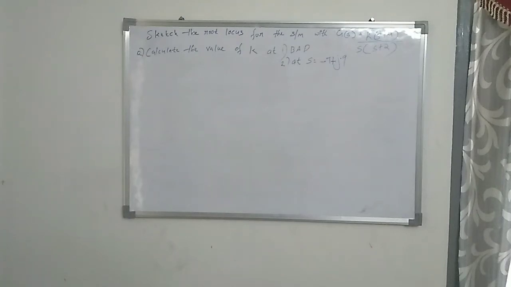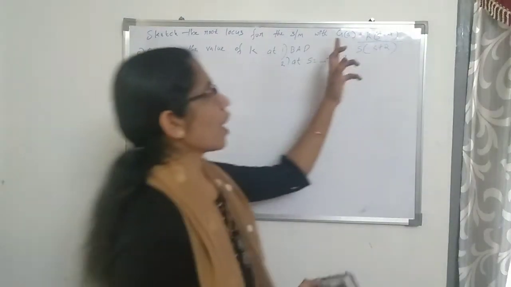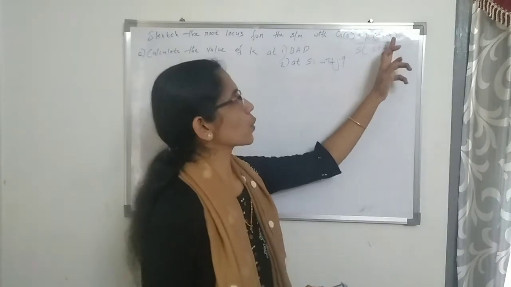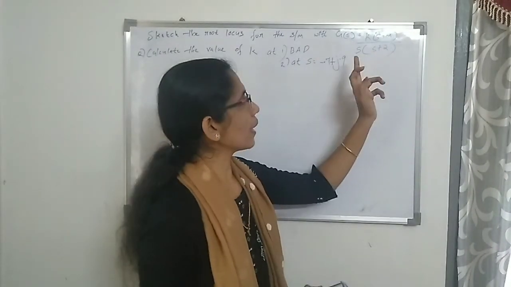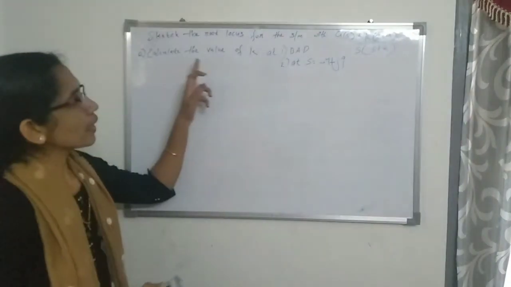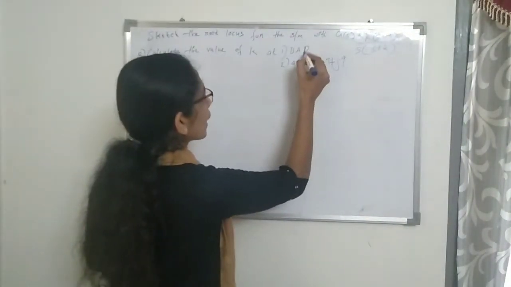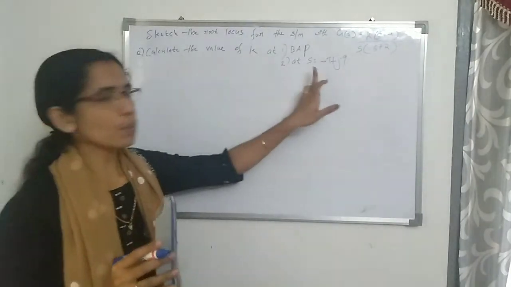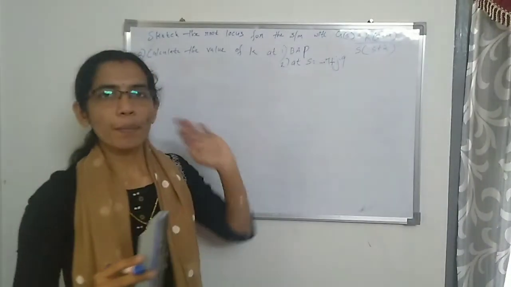Sketch the root locus for the system with G(s) equals K(s² + 4) divided by s(s + 2). Calculate the value of K at the breakaway point and at s equals -0.7 + j0.9.